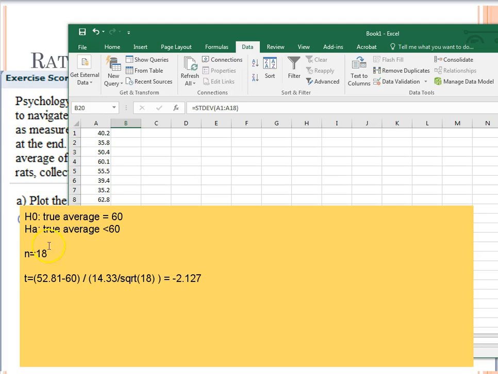So the next thing we need is also the sample size. I went back and counted how many rats we had run through the maze, and it was 18. So we're going to use that value and our sample to calculate our t-score. Our t-score again is how unusual our data, our sample is, if the true average is 60. So we're going to put our sample average first and our hypothesized value second, and then we're going to divide by the standard error of the sample averages.